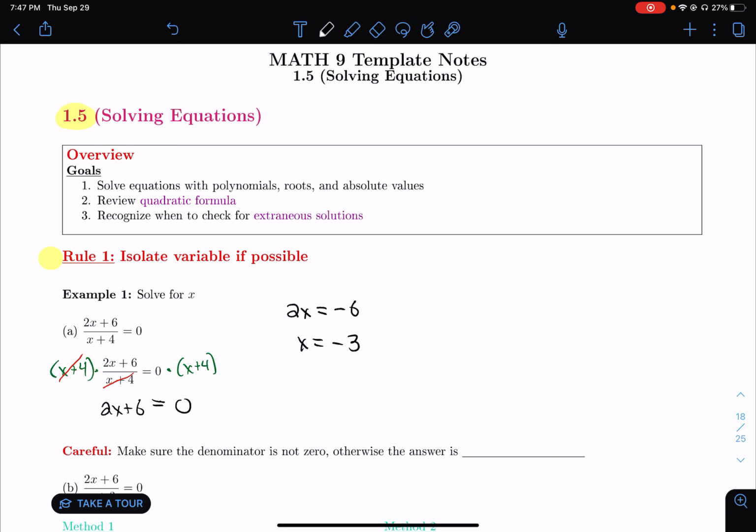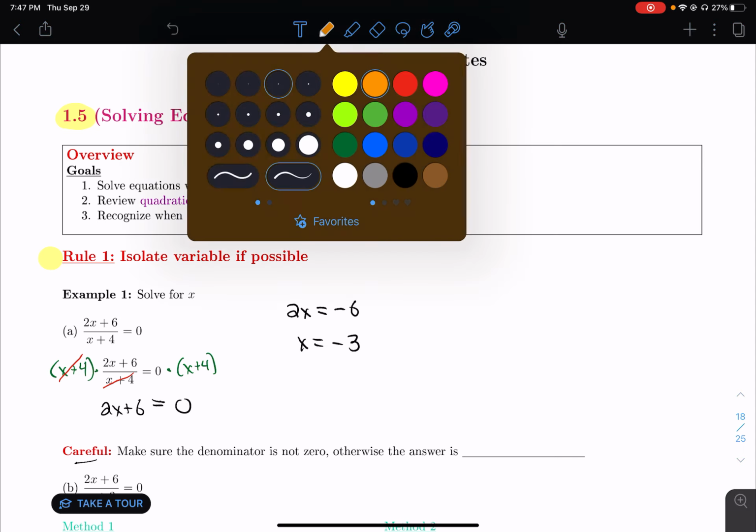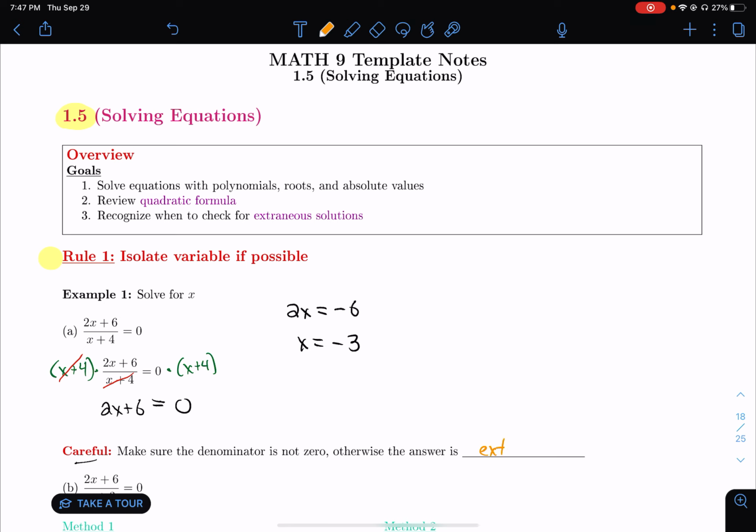All right. The one thing that we need to be careful about is that when we get our answer, we got to make sure that the denominator is not 0. Otherwise, the answer is what's called extraneous. And extraneous means sometimes when I try to solve an equation, I'll get extra answers that don't actually work when I plug them back in. So in the case of this answer, negative 3, it's not going to make this denominator be 0, because what would make that denominator be 0 is negative 4. So that means this answer is going to be okay. So x equals negative 3, that is our answer.